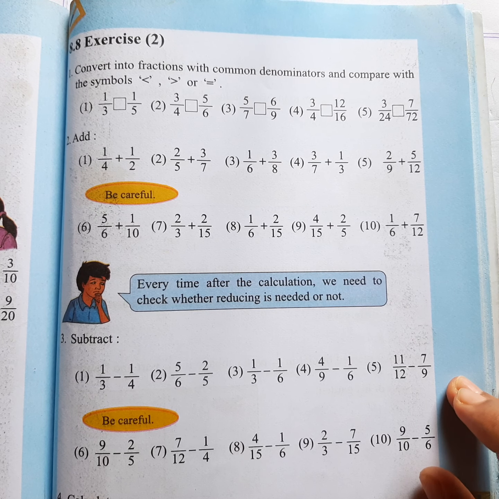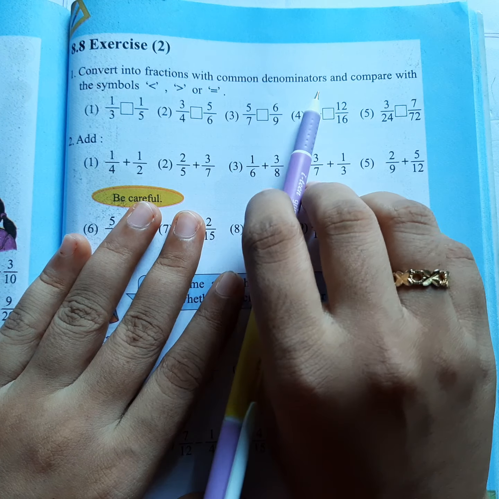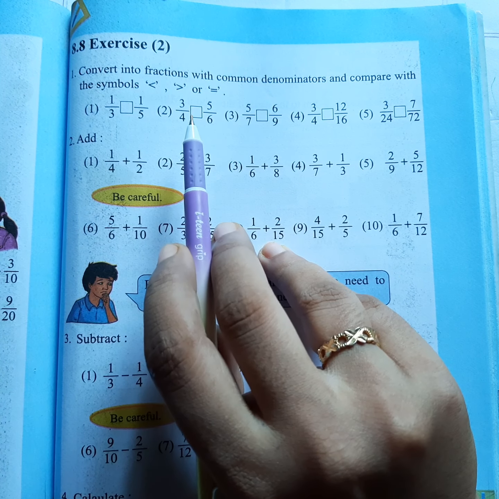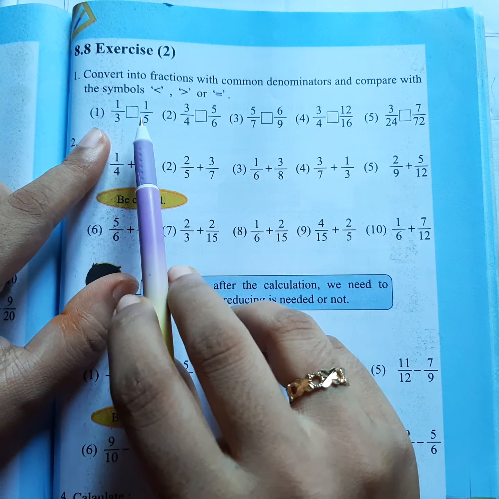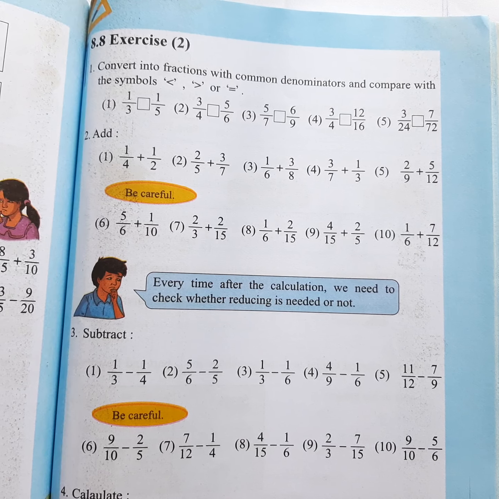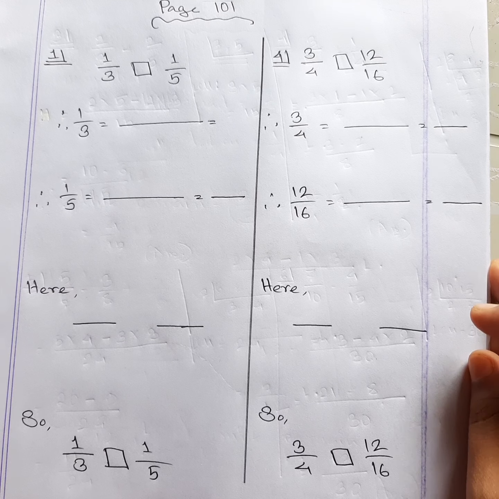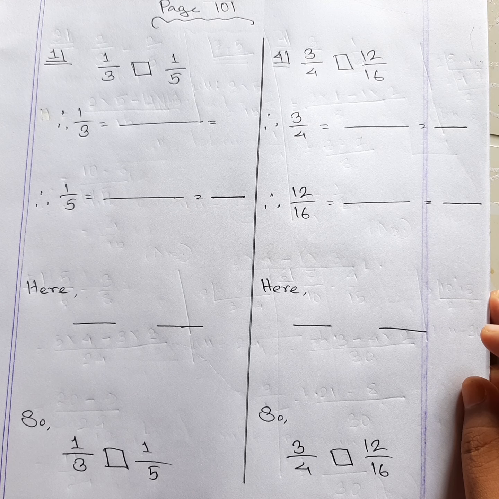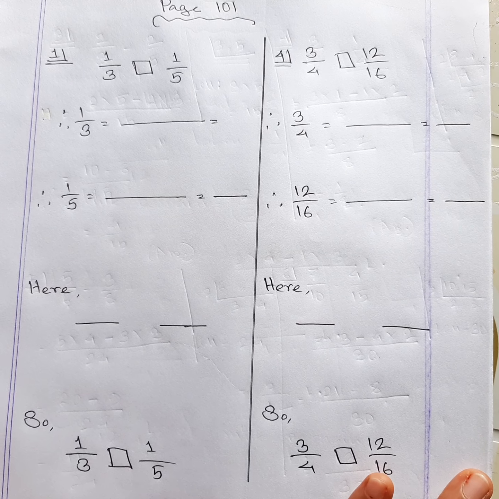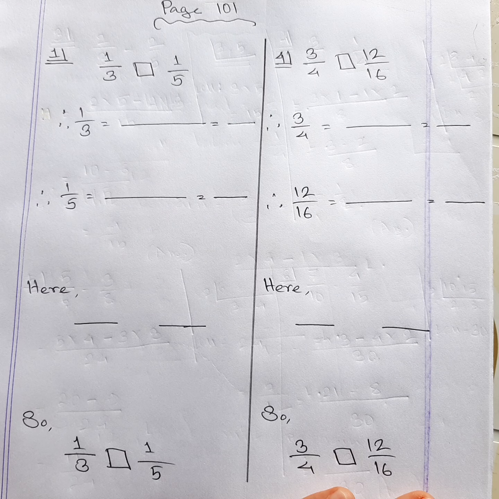So the first math we are going to do is converting the fractions into common denominators and comparing them with a symbol, these three symbols. So the first one, there are 5 maths and I'm going to do how many? Let's find it out. Here you can see that I'm going to do 2 from this page, number 1 math, and the numbers are 1 and 4. You can see that I have written down a little bit earlier to save time.